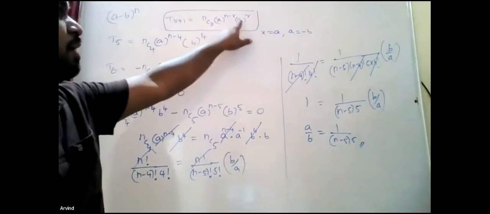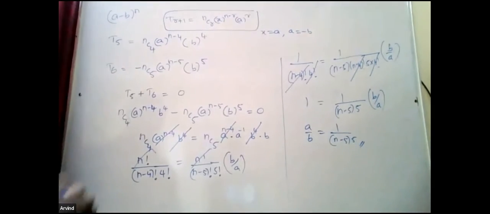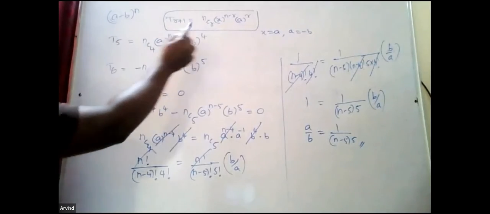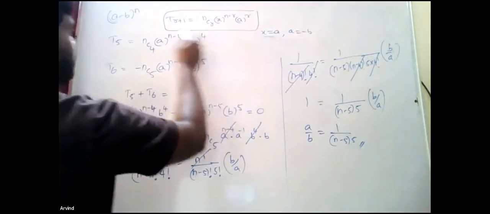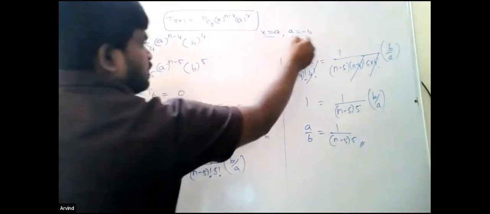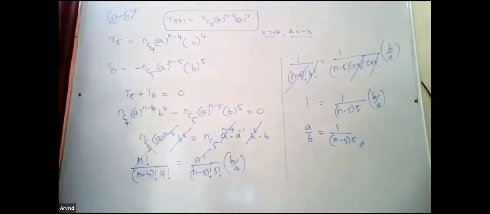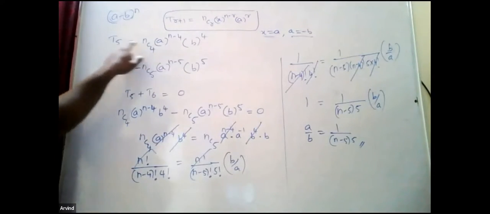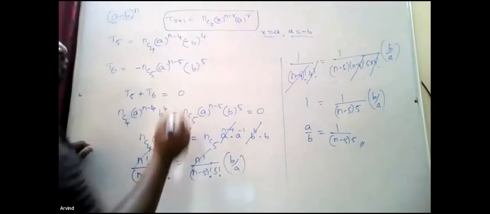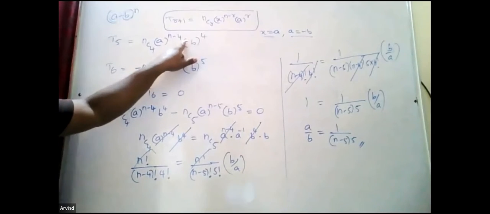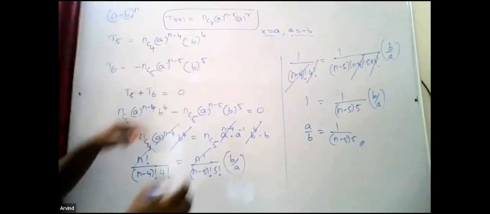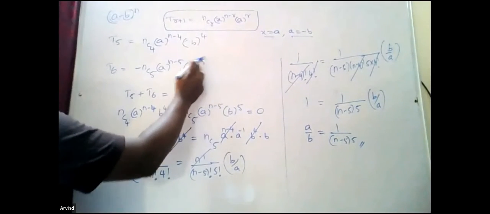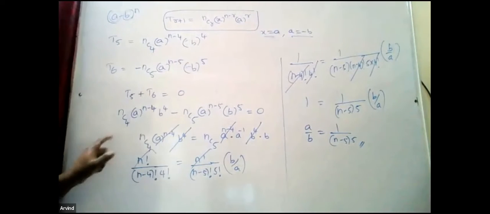The (r plus 1)th term is nCr x to the power n minus r into a to the power r. If you observe here, x is replaced by a, and a is replaced by minus b. Using that formula, for the fifth term we put 4 in place of r. So here minus b to the power 4 comes. Since the power is even, you can leave it. Here minus b to the power 5 comes. Since the power is odd, I'm going to keep it. So both I'll equate.